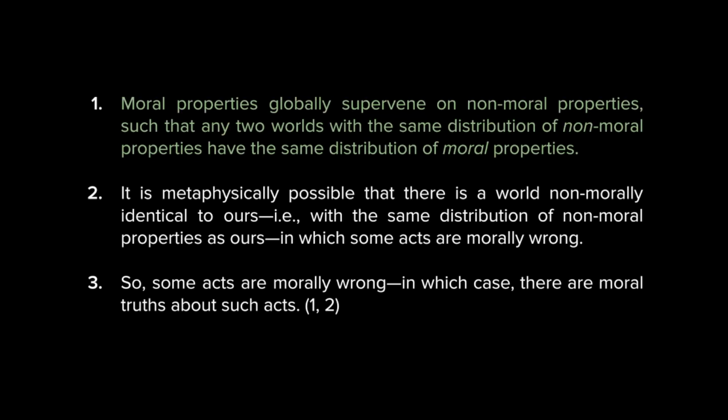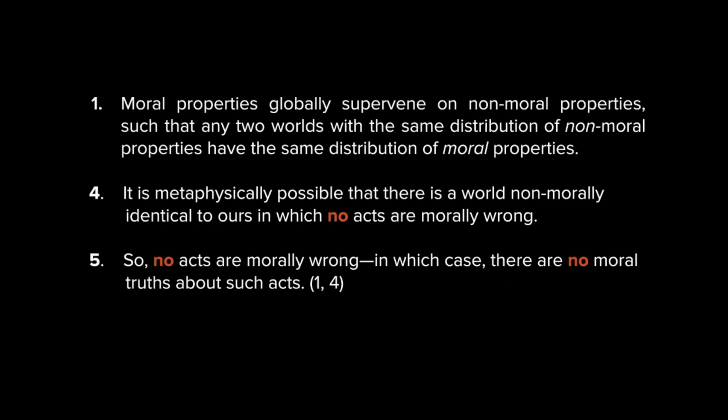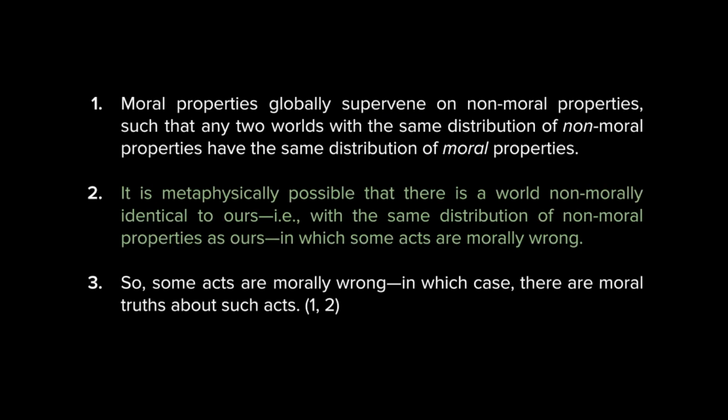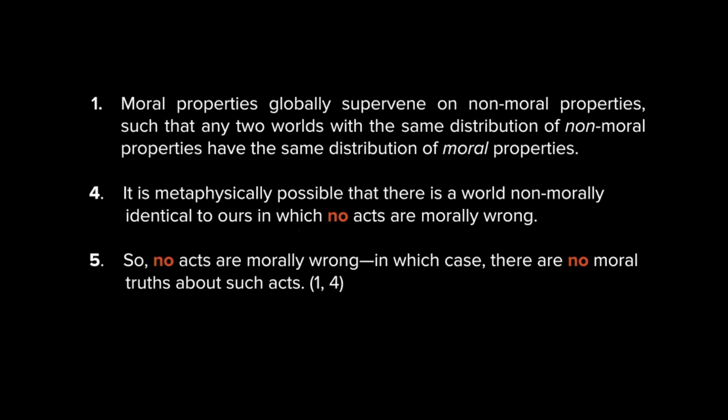But of course, we have that necessity premise there, the reverse possibility premise there, but we have a symmetry problem, right? Just as Coons can claim it's possible that there's a world non-morally identical to ours in which some acts are morally wrong, we can equally say that it's metaphysically possible that there's a world non-morally identical to ours in which no acts are wrong. And then we get a conclusion 5, which is incompatible with Coons's conclusion.